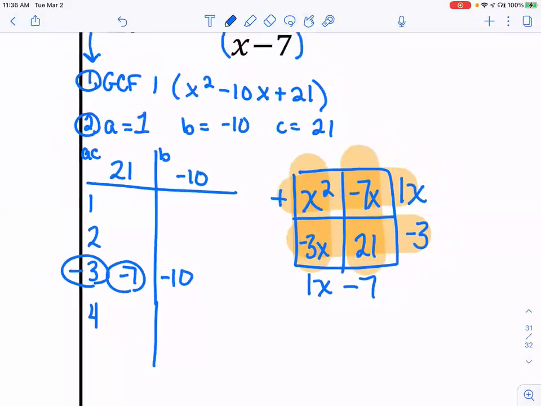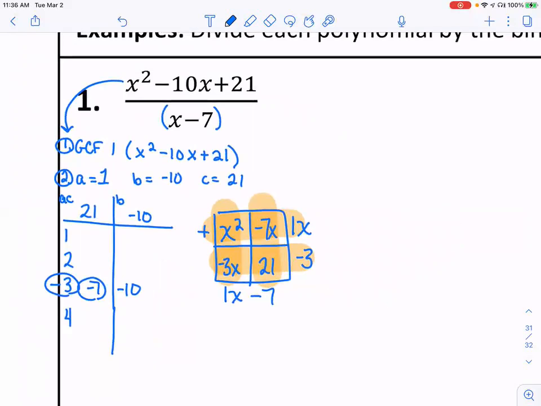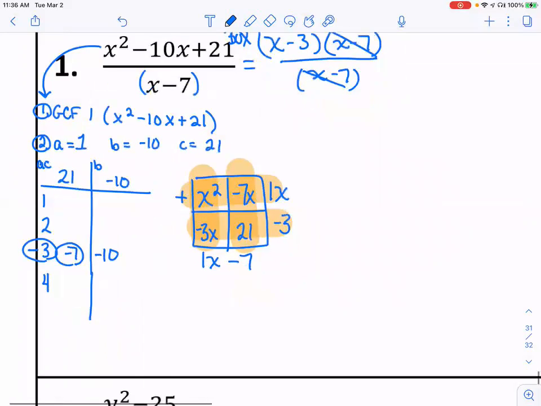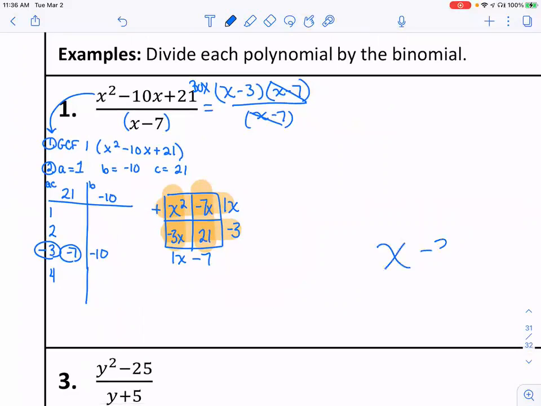So what we need to do about this, usually we'd be done here, but we just need to cancel what matches. Now you guys can probably already see x minus 7 is going to cancel with x minus 7. However, it wouldn't be really a good teaching moment if I didn't show you why. So it's really x minus 3 and x minus 7 from our box over x minus 7 original. So we did the box on the top and we kept the bottom the same. And you can see what matches. X minus 7 cancels with x minus 7. So our final answer is x minus 3.